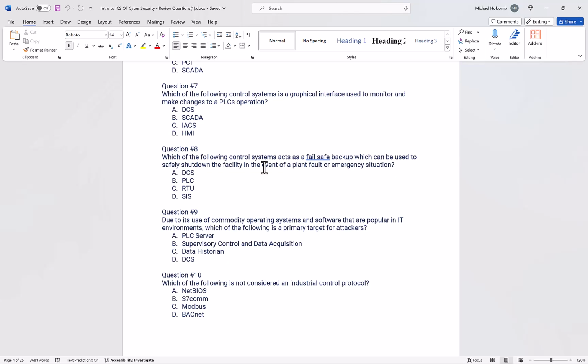So question number 9, due to its use of commodity operating systems and software that are popular in IT environments, which of the following is a primary target for attackers?